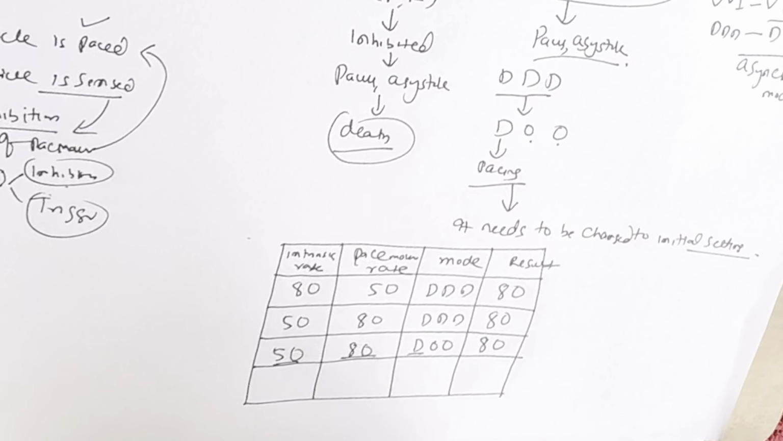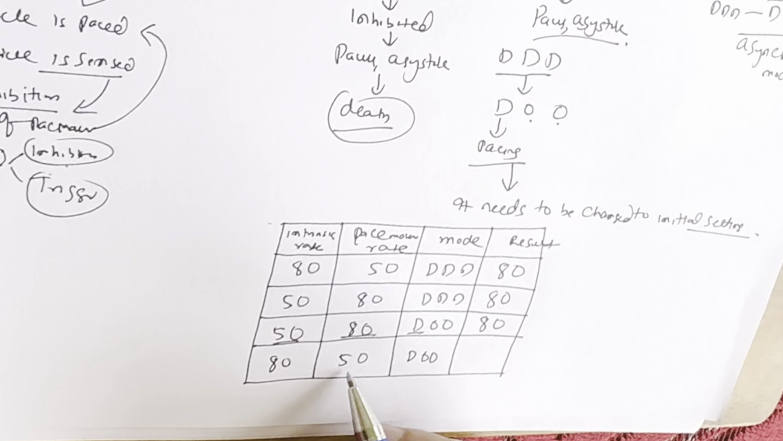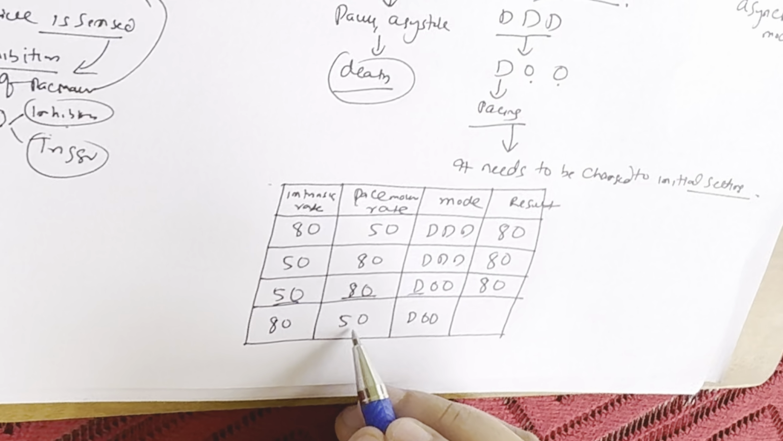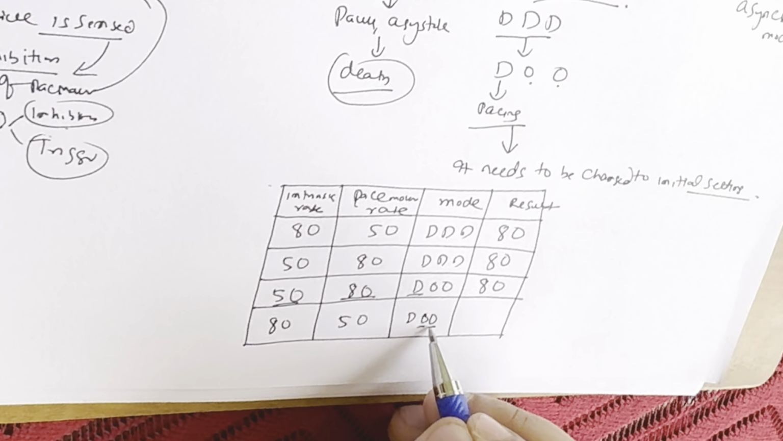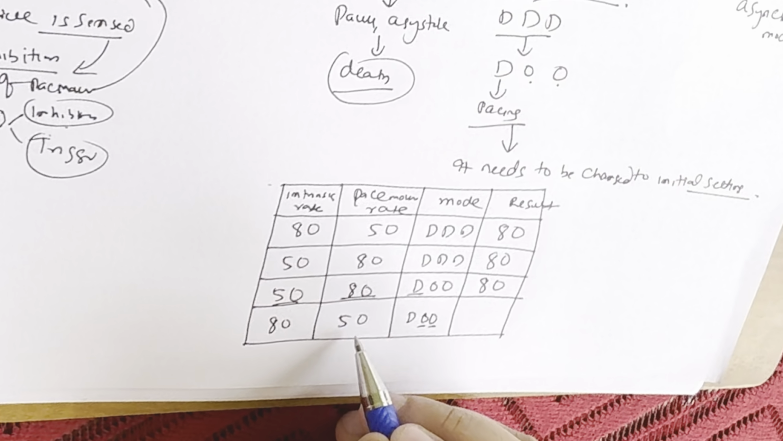Now what happens if the intrinsic rate is 80, the pacemaker rate is 50, and we have DOO? Because the intrinsic rate is 80, the heart is beating at 80 and the pacemaker rate is 50 and the pacemaker is not inhibited. So the pacemaker will produce its own beat and the heart will produce its own beat. So there will be collision producing R on T, producing VFib, producing VTAC. So as soon as the patient comes out of the OT, you need to change DOO to DDD or VOO to VVI.